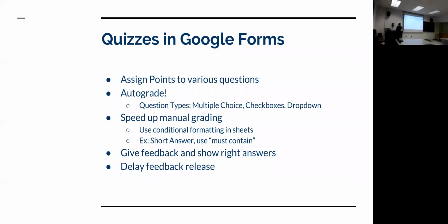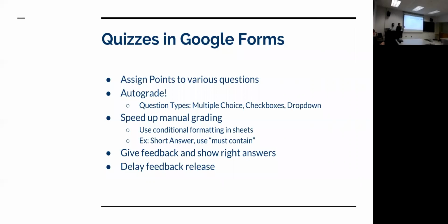You can also speed up manual grading on short answer. Because it exports to a spreadsheet, what I do is conditional formatting, just like in Excel. You say, if it has these words, turn the cell green. And that way I can look down at the responses and see, okay, all these responses are green except for these 2 or 3 people. And with short answer, I don't have to read the entire thing. I can just see they got the key points that I was actually looking for.